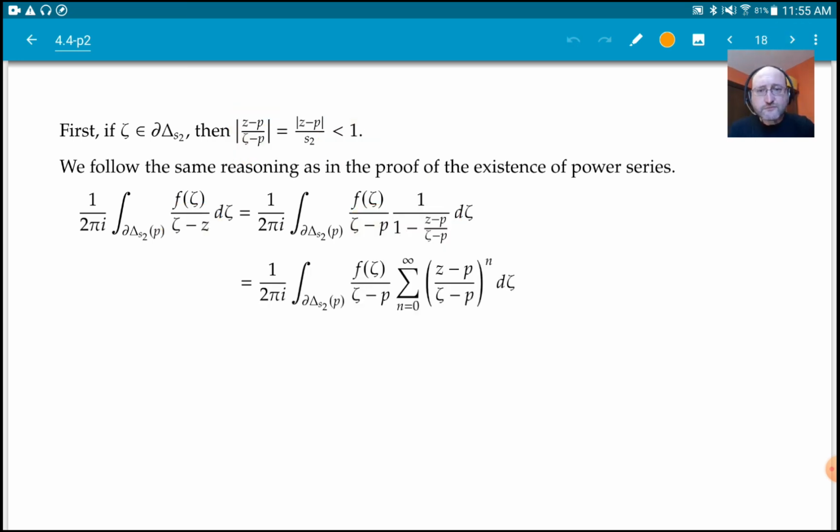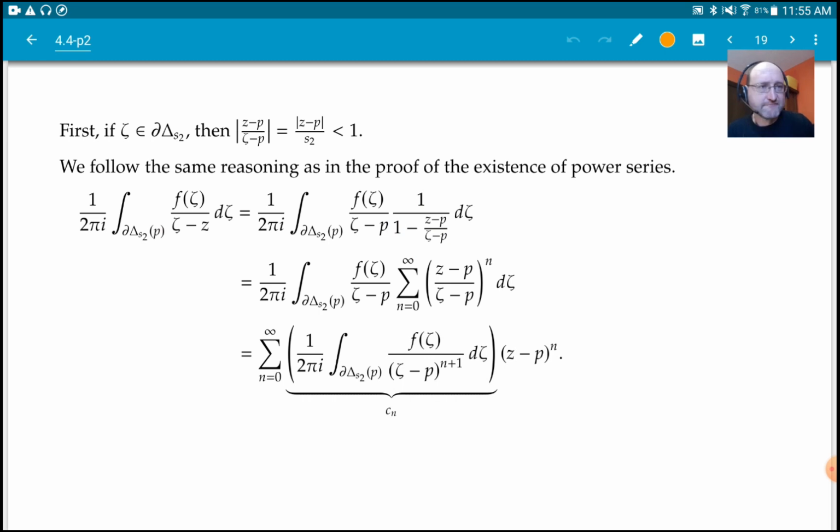So let's replace this guy with the geometric series. The convergence is nice and uniform as zeta moves along this circle. It's uniform for those zeta, because this estimate didn't depend on zeta whatsoever. So again, we can switch the integral and the sum, because of this uniformity.